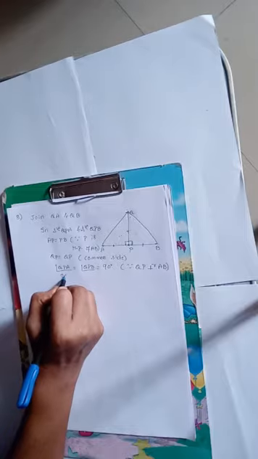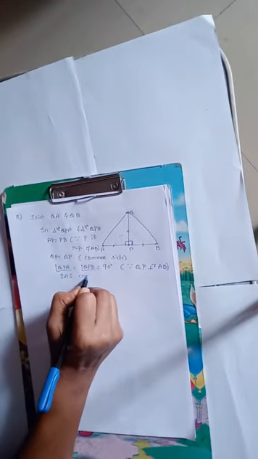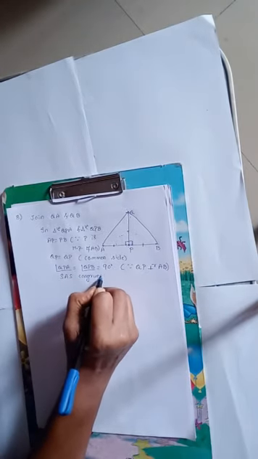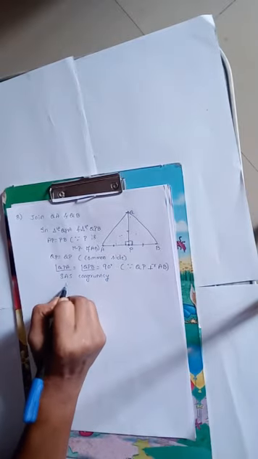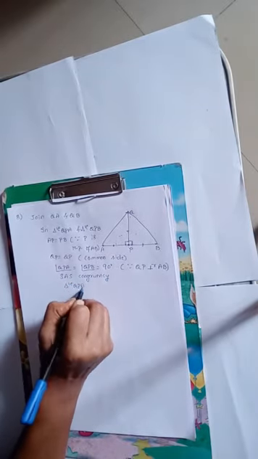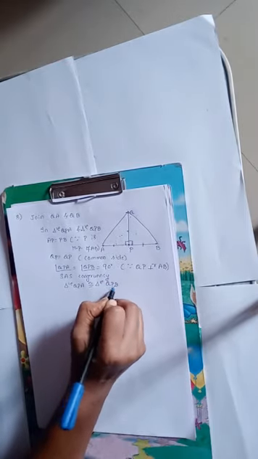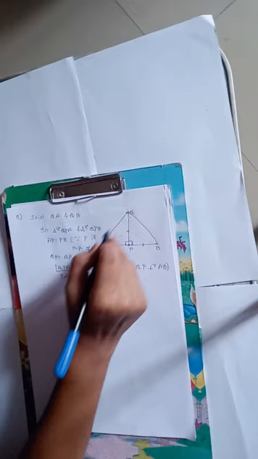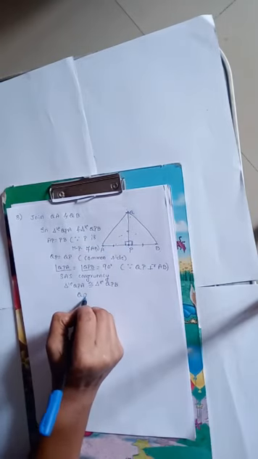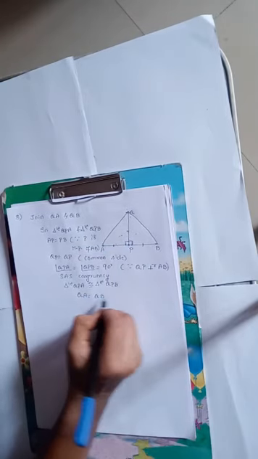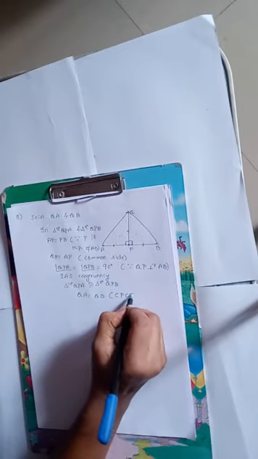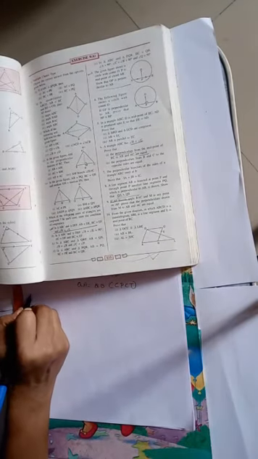Now, according to the SAS congruency condition, we can tell that triangle QPA is congruent to triangle QPB. From this, you can tell that QA is equal to QB, since corresponding parts of congruent triangles are equal, by CPCT. As we proved in question 8, let's move to question 9.